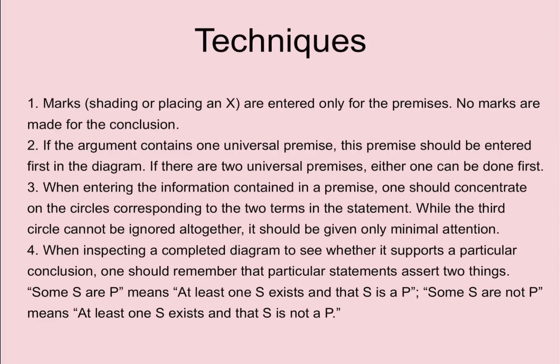So there are a few techniques which are given. So the first one is already clear, I guess, because either shading hoga ya placing of X, which is clear. The second one is if the argument contains one universal premise, the premise should be entered first. Meaning that if there's a universal premise and a particular premise, उसके लिए universal use करना है. और अगर दोनों universal हैं, तो you can do as you wish.